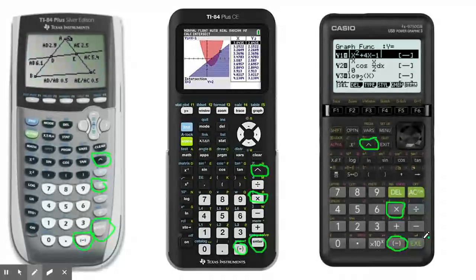And actually, I'm not 100% sure, but I would imagine this is our enter key, since it's in the same spot it is for the Casio.